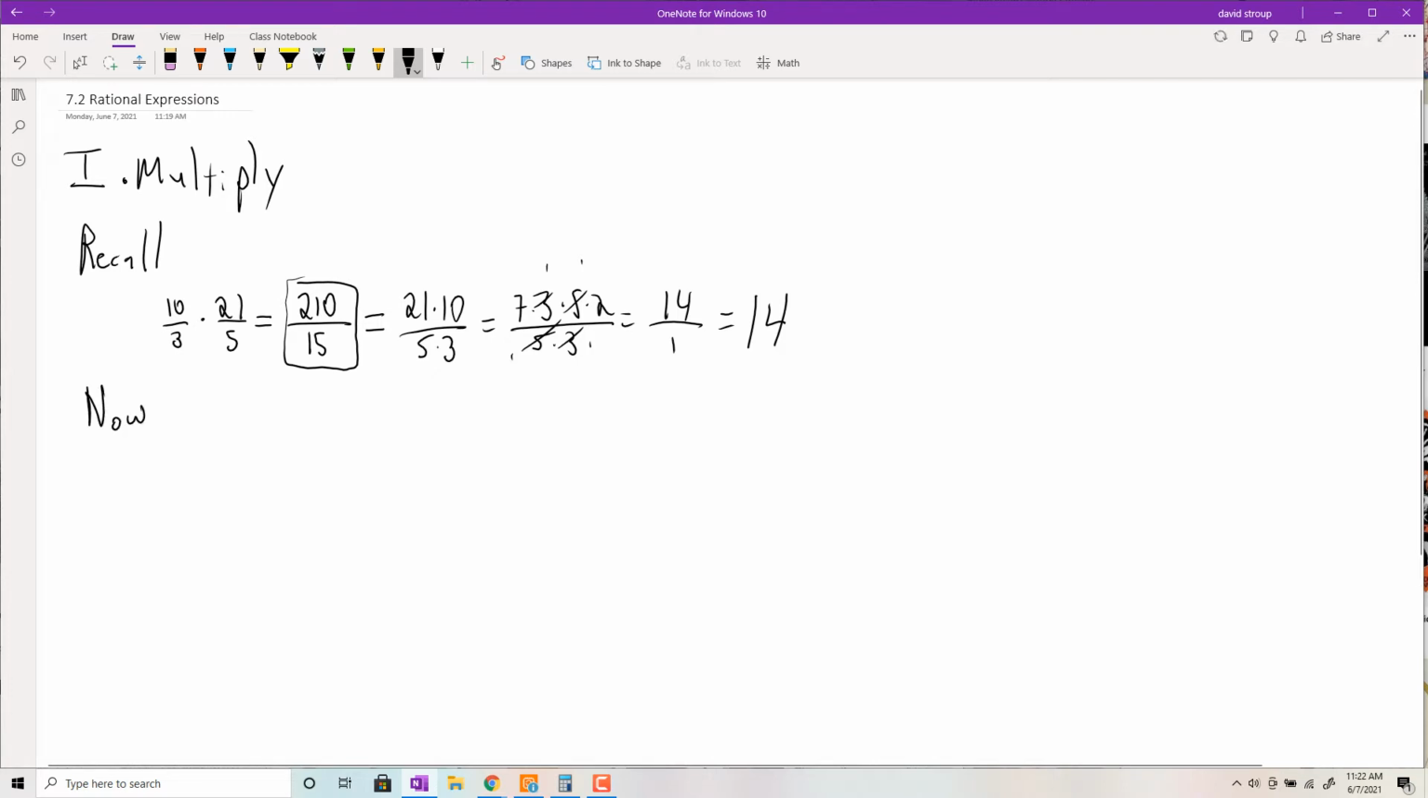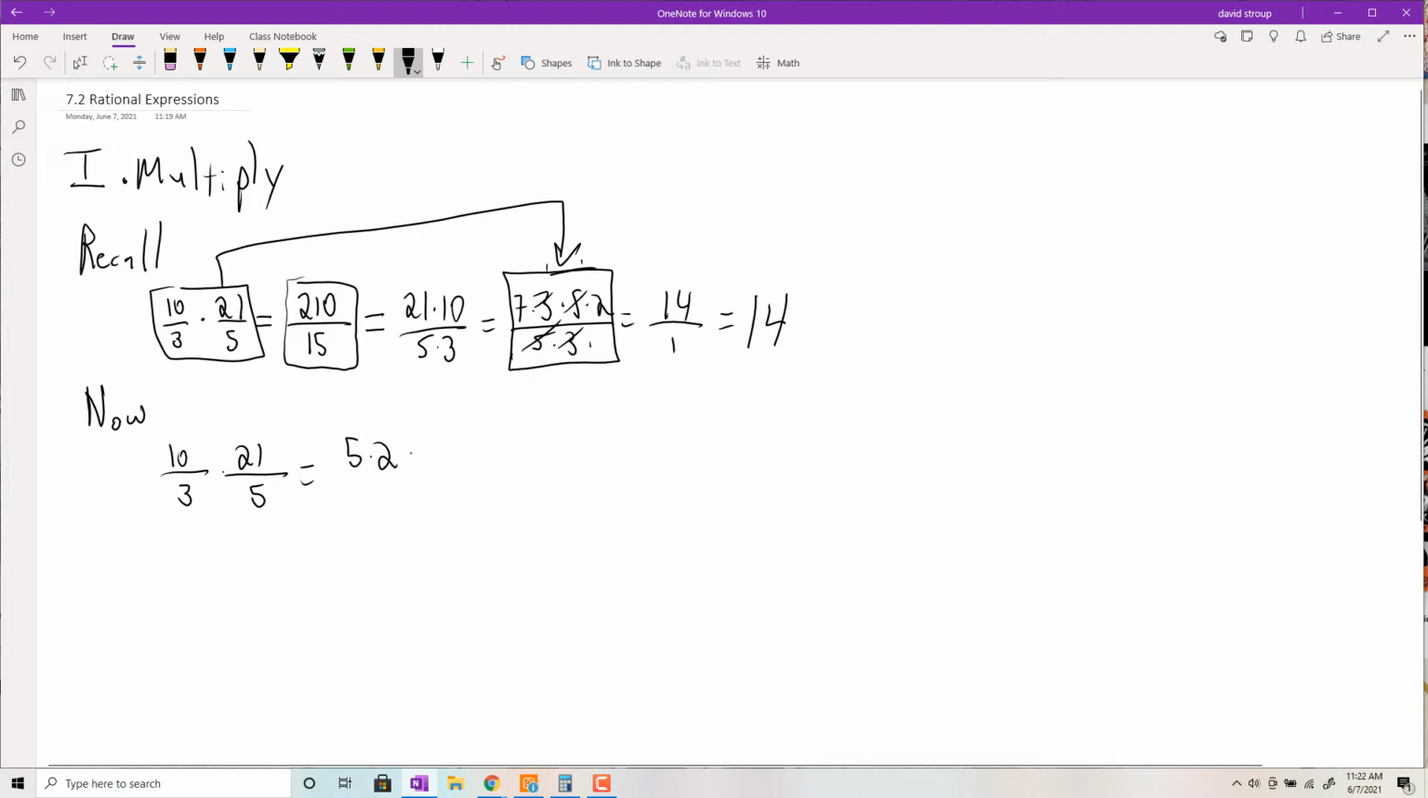Now let's revisit this problem, and what we're going to do instead is jump from here directly to here. Okay. Because the problem is that you went forward and then you went backwards. You multiplied it out and then you're factoring. So just factor right off the top, the first thing you do. So 10 is the same as 5 times 2, and then 21 is the same as 7 times 3. And then you just put all of that in the numerator, and downstairs you just have 3 times 5.